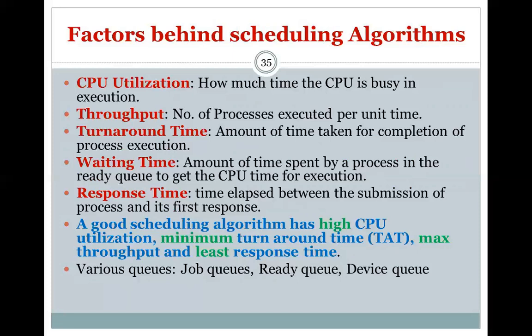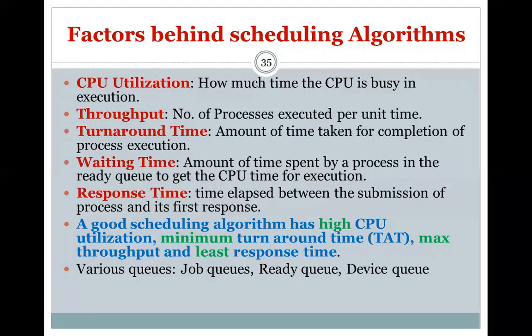What are the factors behind scheduling algorithms? CPU utilization, throughput, turnaround time, waiting time, response time. A good scheduling algorithm follows these factors. CPU utilization indicates how much time the CPU is busy in execution. Throughput is the number of processes executed per unit time. Turnaround time is the amount of time taken for completion of process execution, whereas waiting time is the amount of time spent by a process in the ready queue to get the CPU time for execution. Response time is the time elapsed between the submission of a process and its first response.